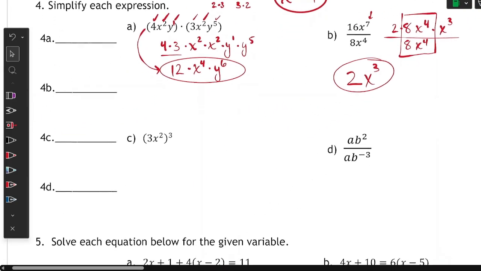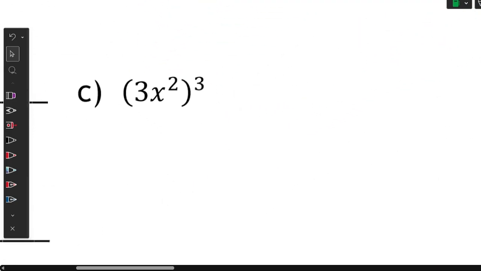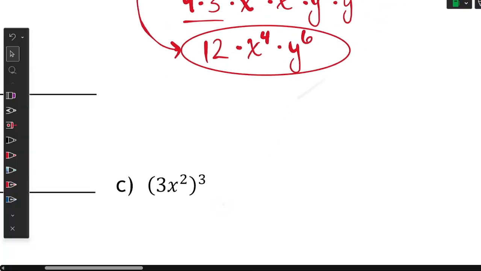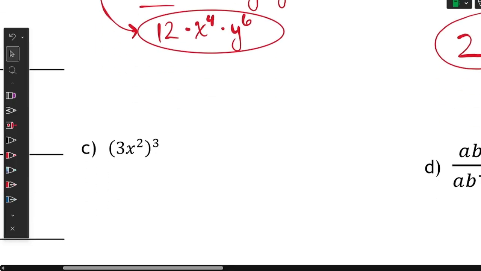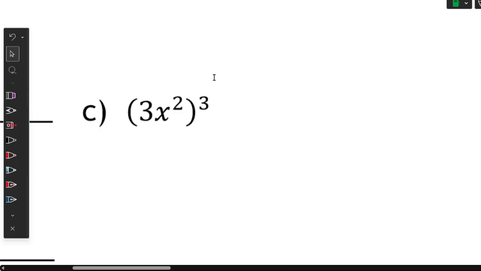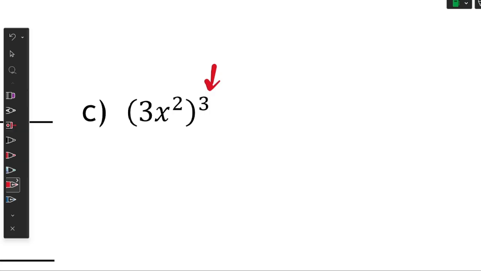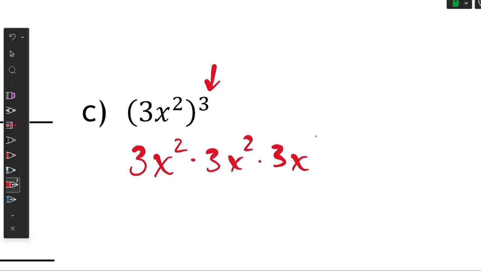Let's jump to C. Okay, so C, if you contrast what I did with A and C, there is an exponent that I'm raising the parentheses to, right? So this tells me I have exactly 3 copies of this thing that's living in the parentheses. And if I want to, I can write it out 3 times. I could say, hey, 3x squared times 3x squared times 3x squared. And that's definitely a legitimate way to expand this and then just go from there.